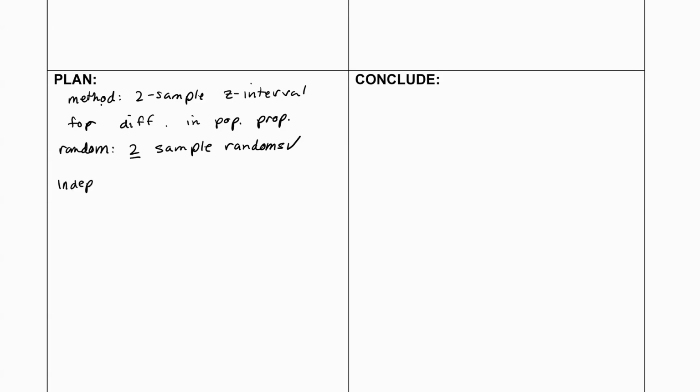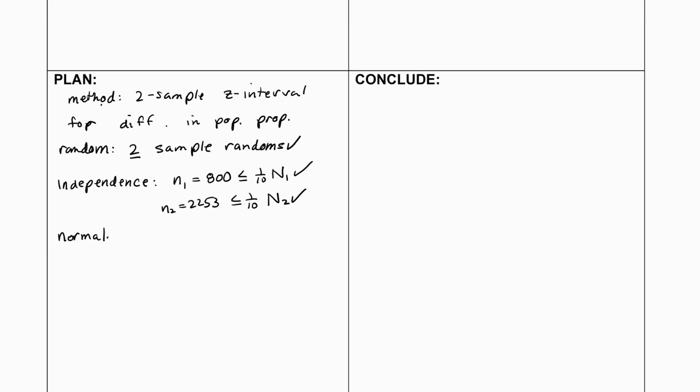For our independence condition, is N1, 800, less than 1/10 of the population of all US teens? Yeah, we think there's at least 8,000 US teens. Is N2, which is 2053, less than 1/10 of the population? Big N2. Do we think there's at least 22,530 US adults? Quite clearly.